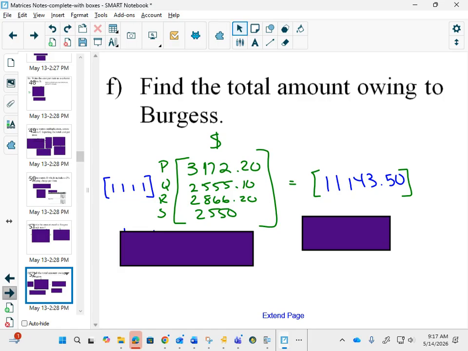So I would say applying these matrices to word problems is probably the hardest thing we've done so far in matrices.